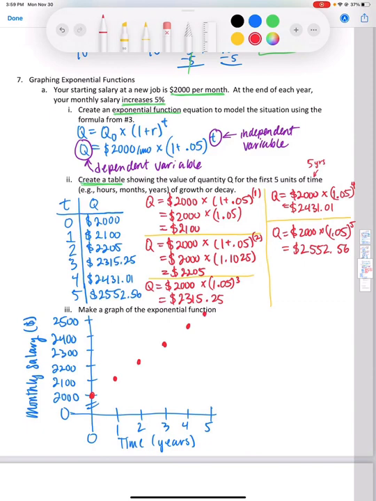Now this looks a little bit linear, but it'll curve up more even. Okay. There's a little bit of a curve to it. Okay, so there's our exponential function graph.